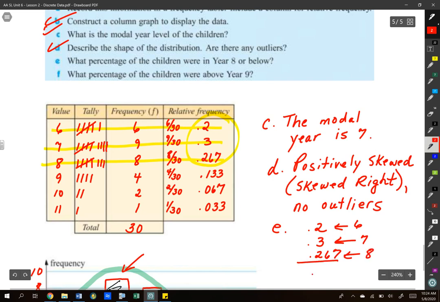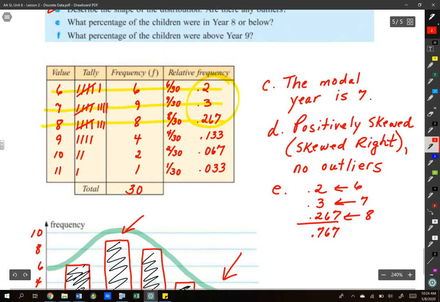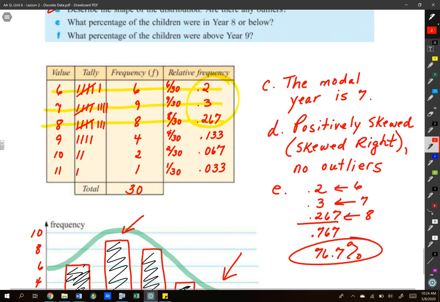If we add those all up, we get 0.767, which is 76.7%. Okay, now notice they said what percentage were in year 8 or below. So you're including 8. If they said less than 8, you wouldn't include 8. If they said more than 8, you would say that would refer to values 9, 10, and 11.